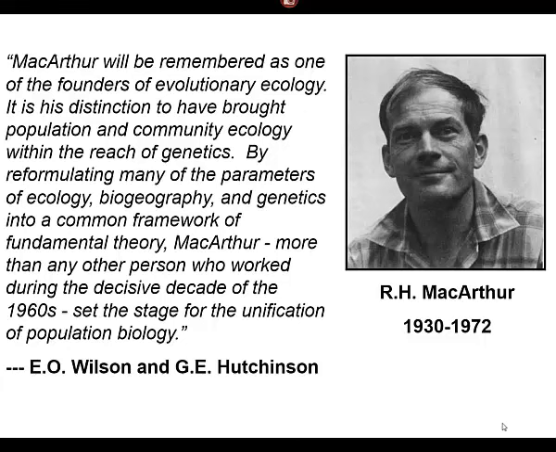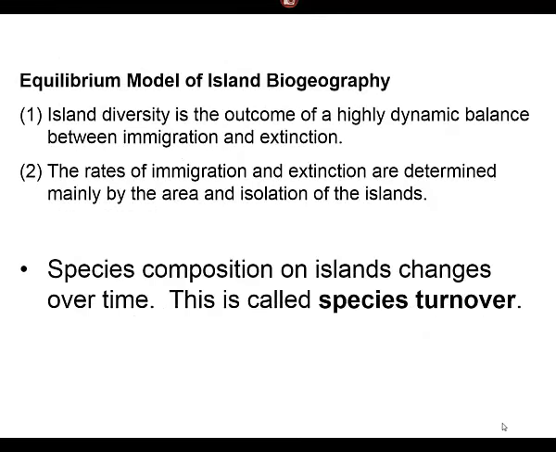But this is a person without whom modern evolutionary biology and modern ecology would not be the way that they are today: Robert MacArthur. So, summarizing the equilibrium model of island biogeography: island diversity is the outcome of a highly dynamic balance between immigration and extinction, and the rates of immigration and extinction are determined mainly by the area and the isolation of the islands.